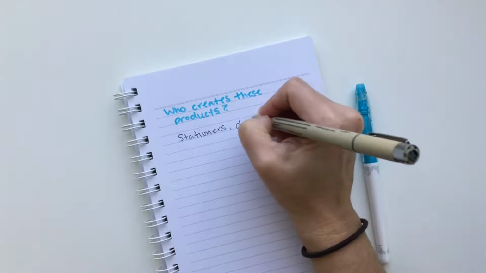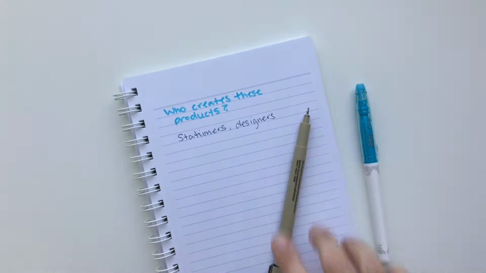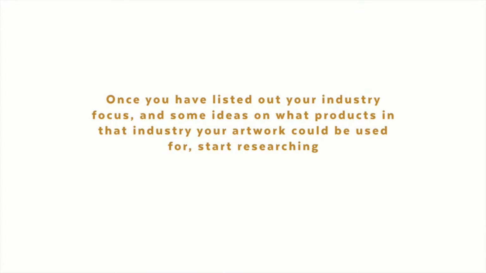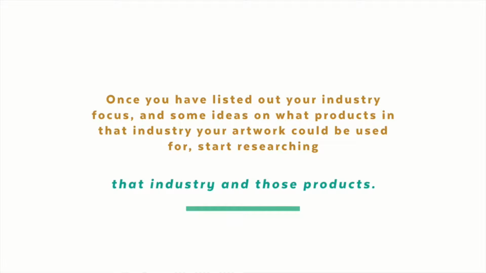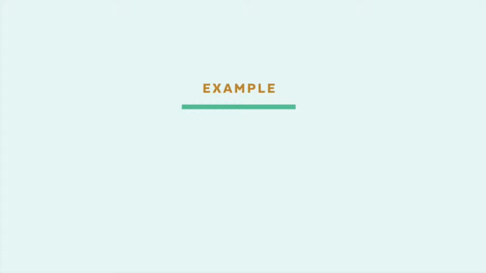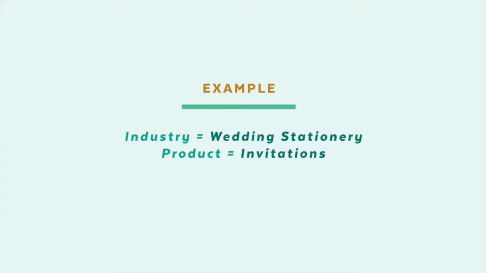Next, write down who creates these products. Once you have listed out your industry focus and some ideas on what products in that industry your artwork could be used for, start researching that industry and those products. In the following example, I'm going to demonstrate how I would research the wedding stationery industry and particularly invitations for my buyer, a wedding stationer. This process could be used for any industry.